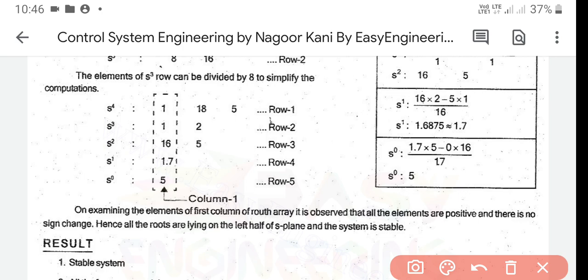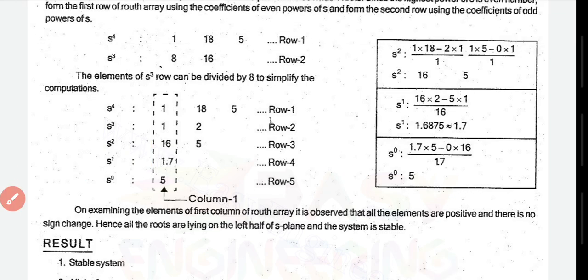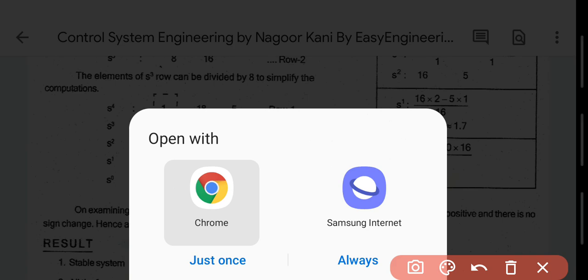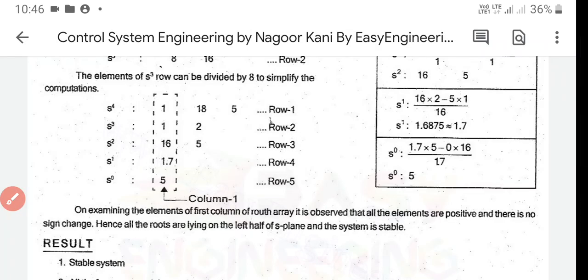After finding row 4, now you have to find row 5. To find the row 5 element, which rows do we take? You have to consider the elements of row 3 and row 4. Now the determinant value, what is it? These two columns: 16 5, 1.7 and 0. So what is that value? 1.7 into 5 minus 0 into 16, divided by 1.7, the value is 5. Now you have calculated the Routh array.